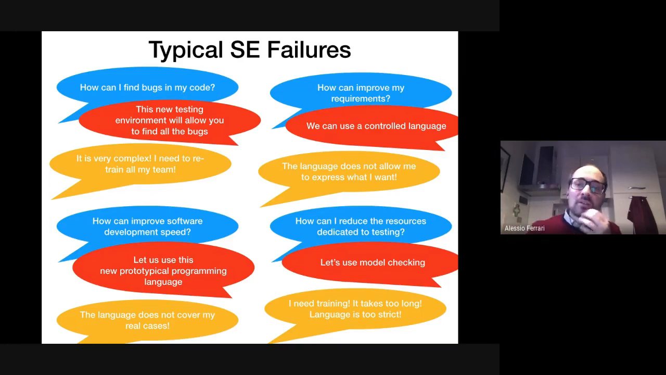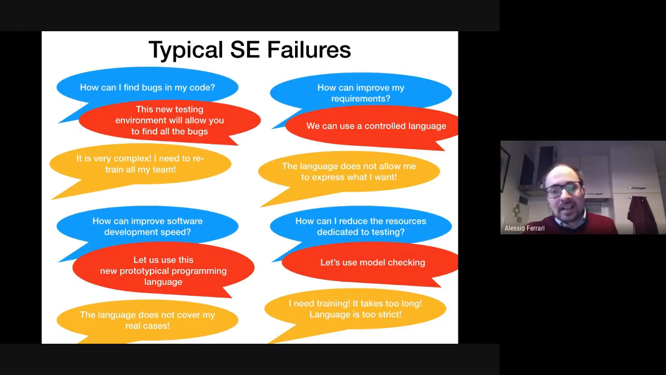How can I improve my requirements? Use controlled natural language. Yes, but then I try the language and it does not allow me to express what I want. So on the one hand, this control is not ambiguous, but on the other hand, I cannot write everything that the customer wants. For software development speed, well, yes, this new prototypical programming language is very simple, very effective, but it doesn't work on real cases. Like it's okay in tiny programs, it may work, but it doesn't work on real cases.